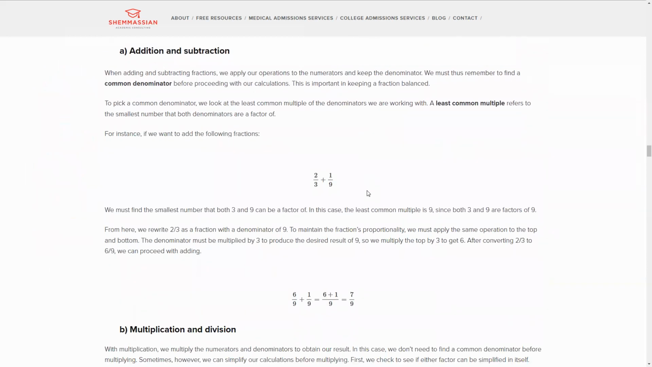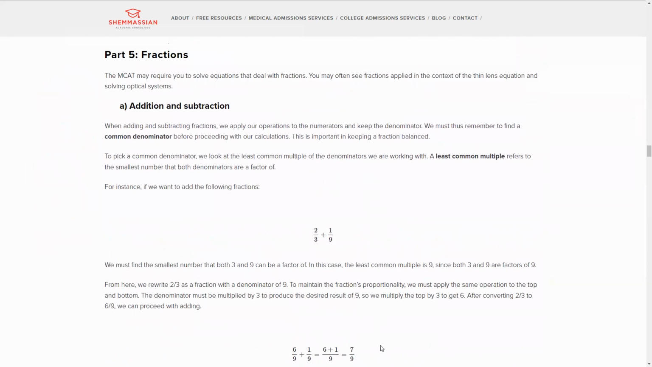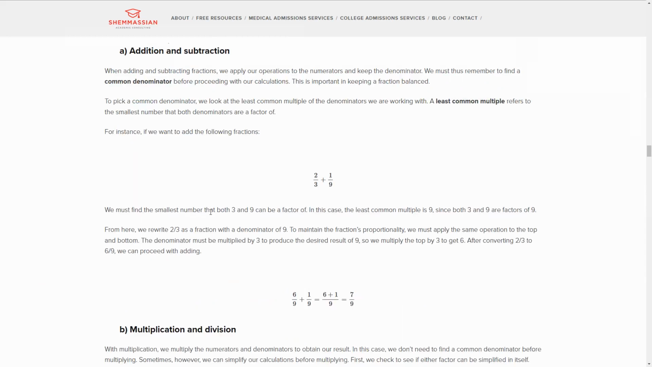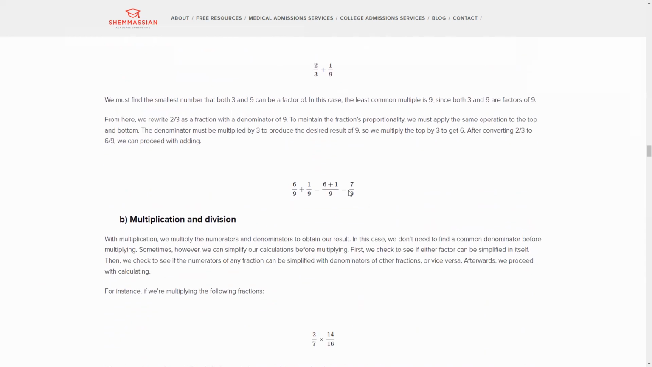Okay, fractions. Fractions is important too. We know about the least common denominator. You will see fractions on the MCAT. 2/3 is going to have to become 6/9, right? And then you add the numerators and you get 7/9. The tricky part ends up being converting between fractions and decimals.